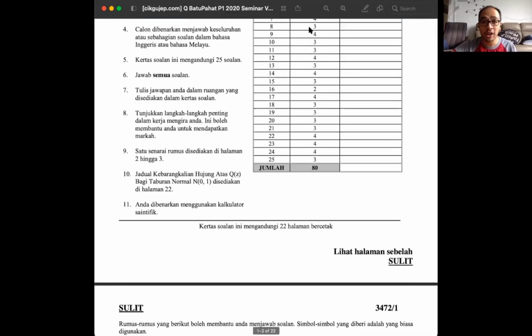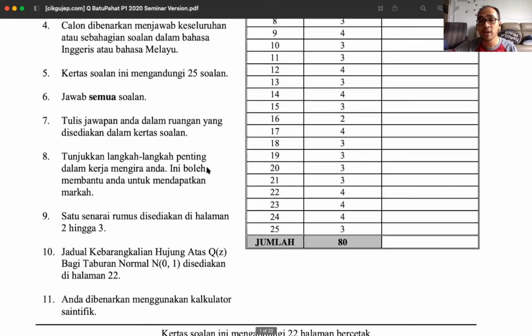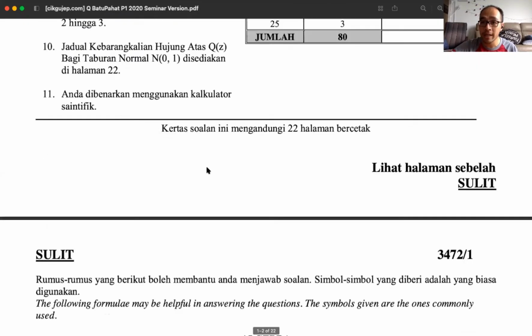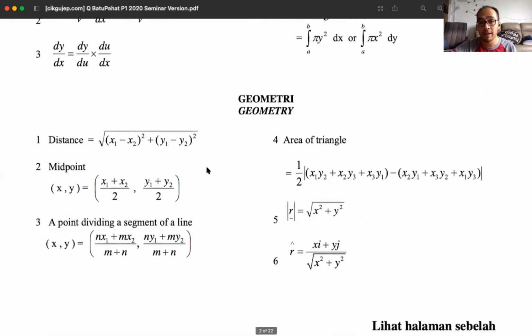Okay, hi everyone, welcome back. So now we're going to continue into paper 1. Okay, paper 1 of Batu Pahat. Paper 1 of Batu Pahat actually got a lot of interesting hot questions. And as I said before, HOTS questions are questions that are complicated, but actually the working is very simple.